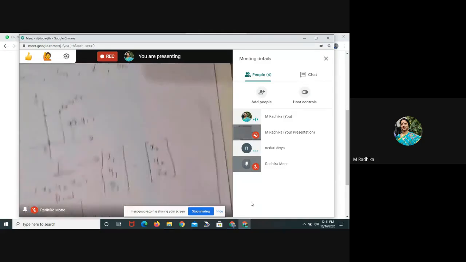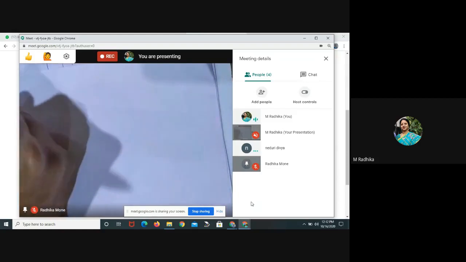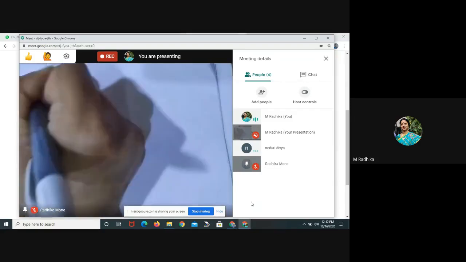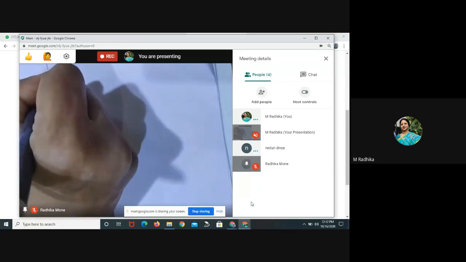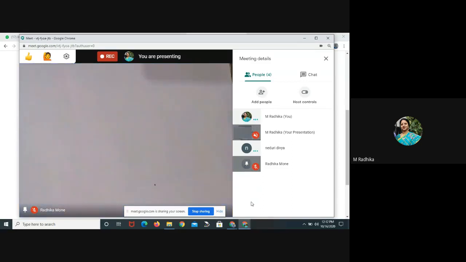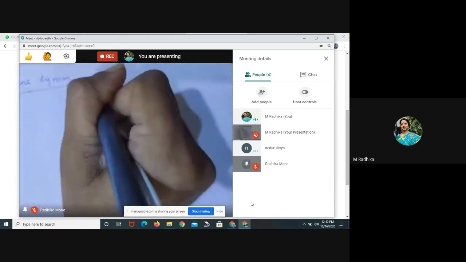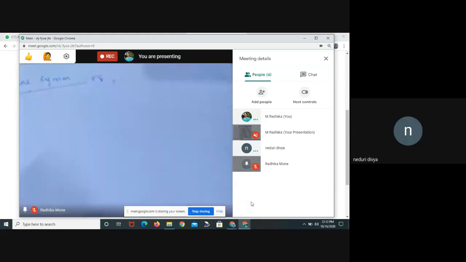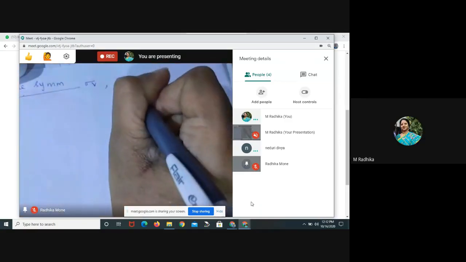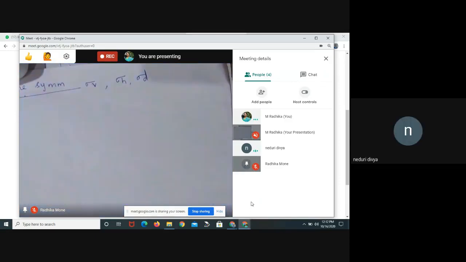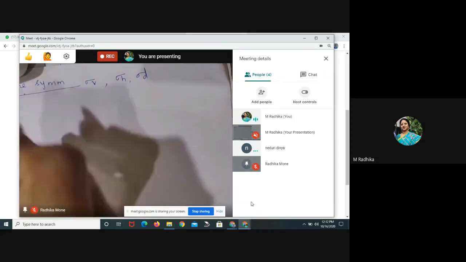So when I do the plane of symmetry, how many planes can I expect? Vertical, horizontal, dihedral. So you have sigma v, sigma h, and sigma d. We will not go into which is sigma v, which is sigma h, which is sigma d. We will talk in terms of planes.